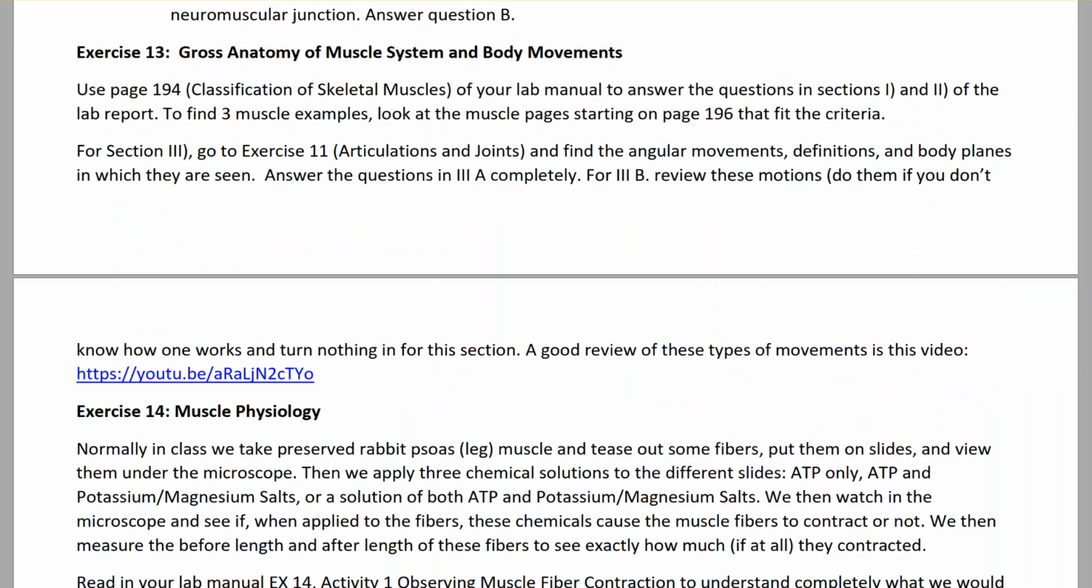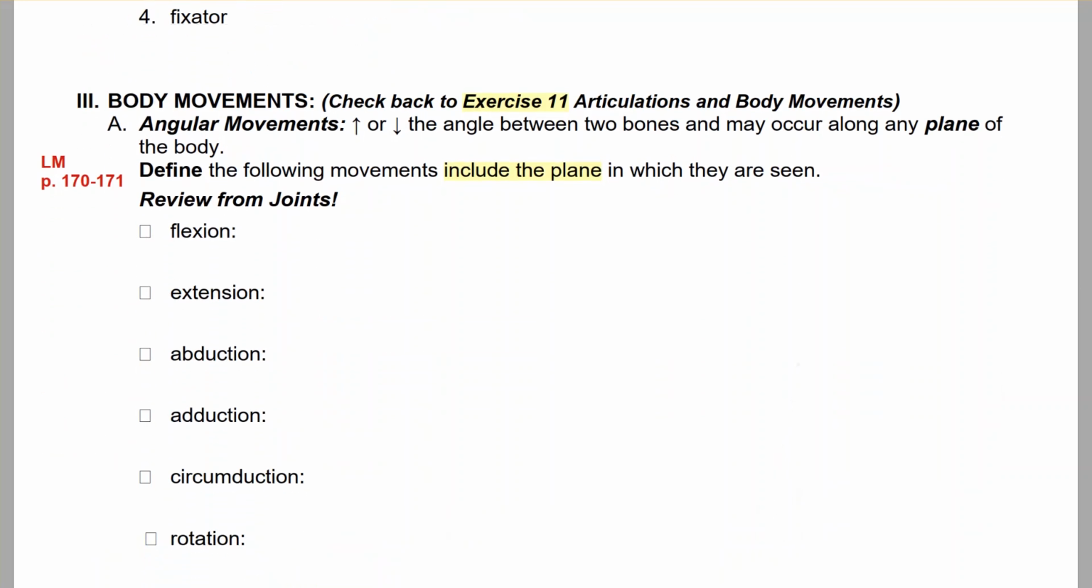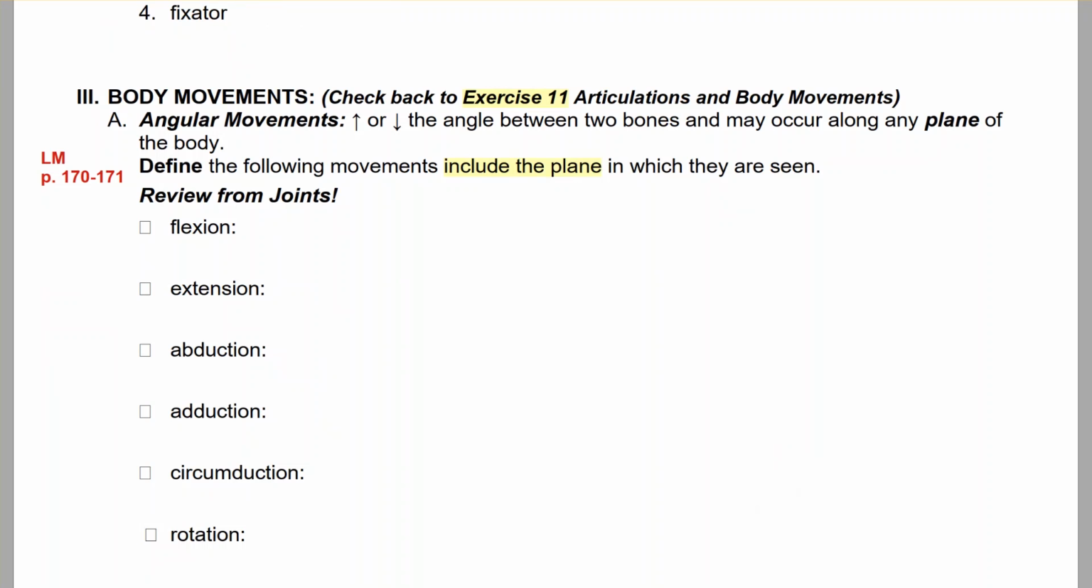And there is some information in your online instructions about where to find classification and stuff. Your lab report goes on to kind of define the main jobs of a muscle. So types of muscles are here. And then we'll go on to talk about body movements. So again, it's just a reminder that you can find these in exercise 11. I've given you the page numbers here.